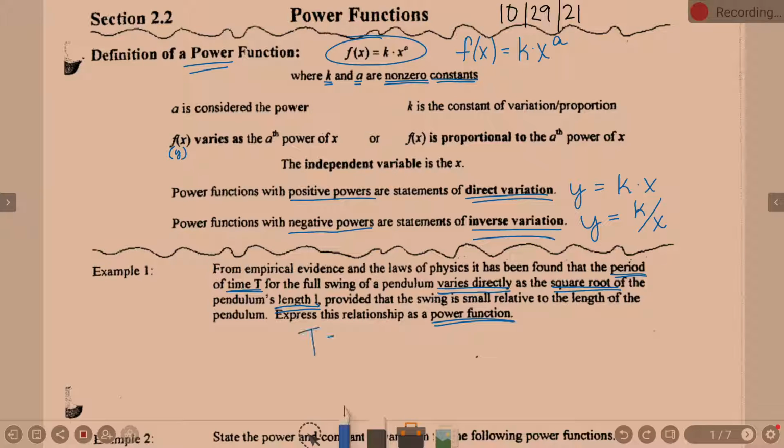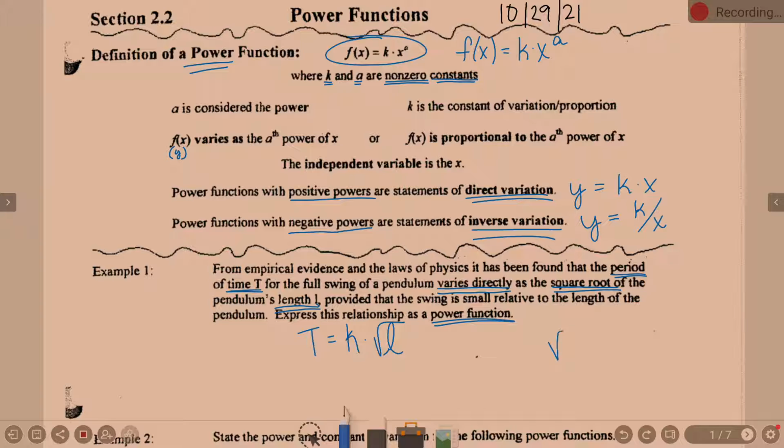So we can write it as, at least as a starter step, t equals k times the square root of L. Now, one question though, before I circle that and call that my final answer. Is it to express this as a power function? What form does a power function have? K times x to some power. Do we have a power? No, we don't have a power.